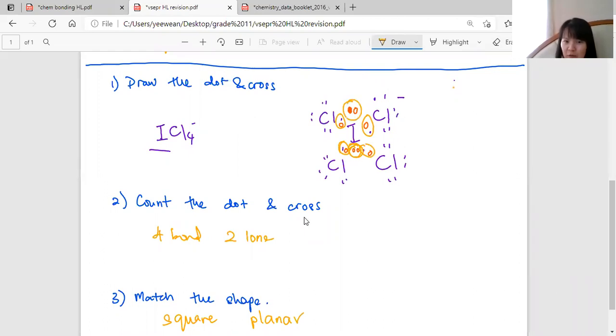So it doesn't matter where you put your extra electron from this negative charge, whether you put it on the chlorine or accidentally put it on the iodine, still you're going to get 4 bonded pairs and 2 lone pairs. Therefore, your answer is still going to be square planar.